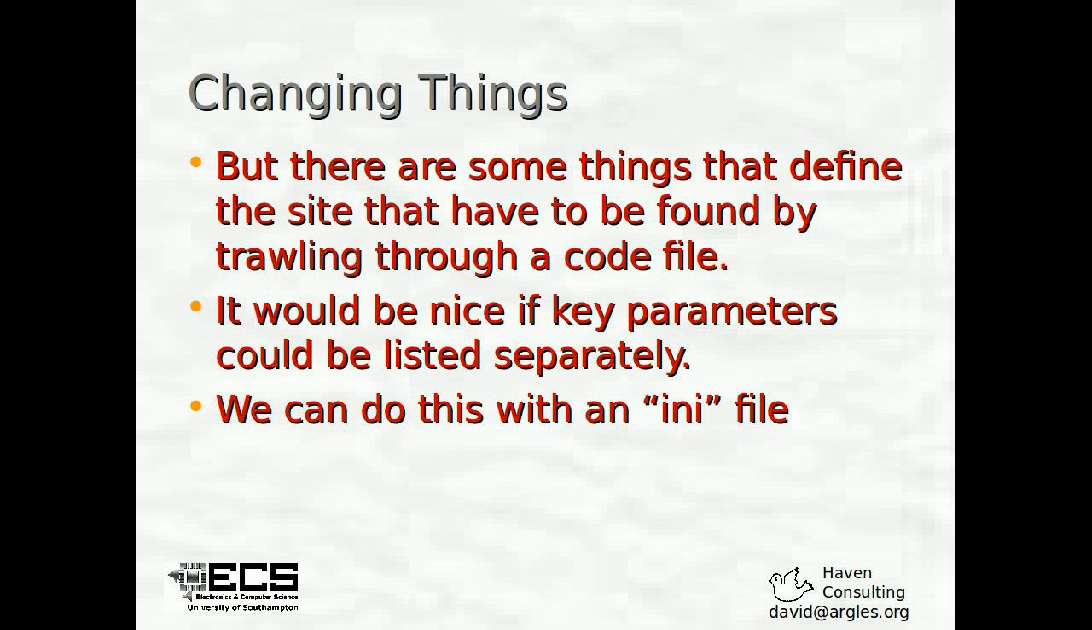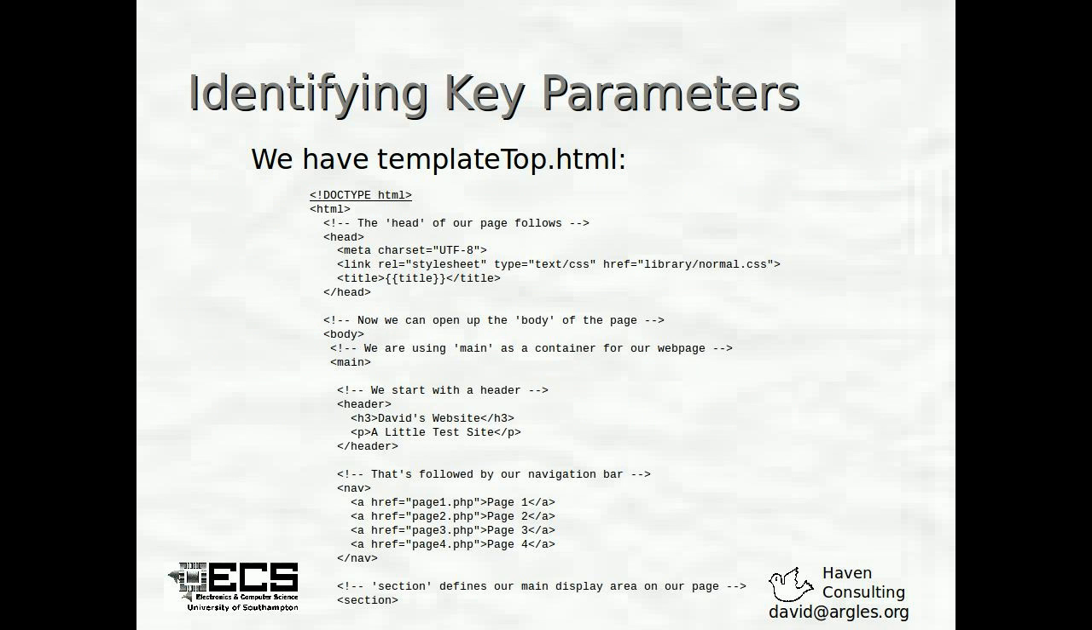There are some things that define our website that have to be found by trawling through a code file. It would be nice if key parameters could be listed separately. We can do this if we use this thing called an ini file. If we look at our template top.html, we can have a look and see what we've got here and what sort of things we might want to pull out.